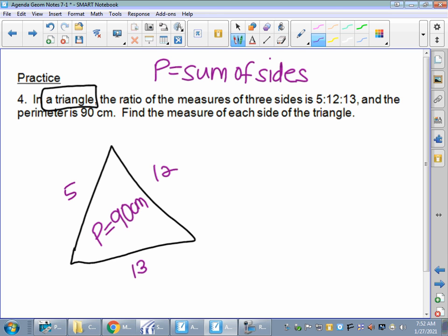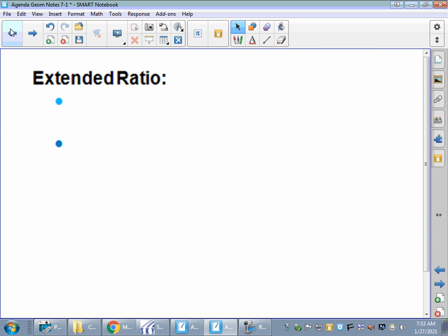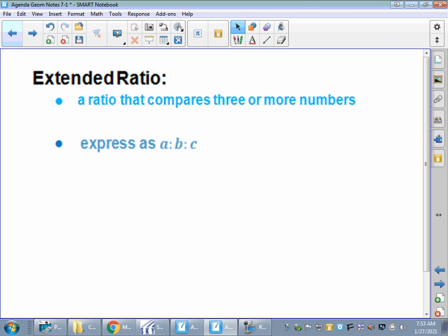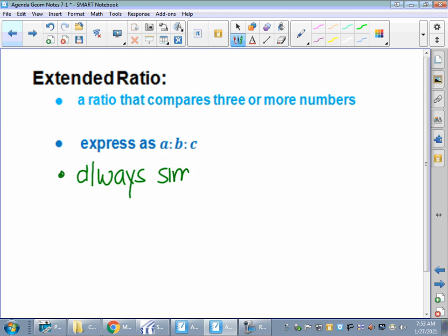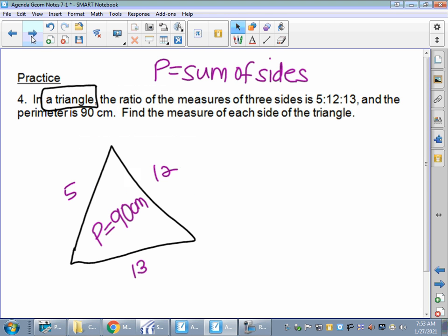So when I add up those three sides, it says that they add up to 90, but 5 plus 12 plus 13, it's definitely not 90. So there's a nice little thing. Remember how I said, and I should have said it again over here, I know I don't have a bullet for you, but always simplify. So 5 to 12 to 13 is simplified. So here's the easy peasy way to do this. Follow carefully, you're going to get it.